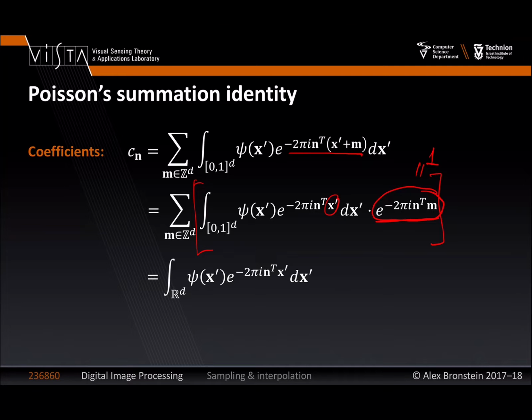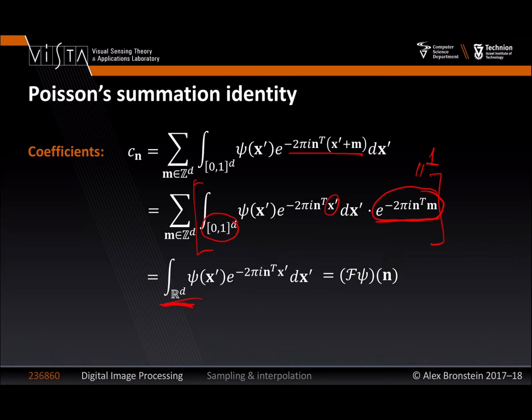And what I'm left with is this sum over m of non-overlapping integrals, right? So basically, I'm tiling my space with these integrals on [0, 1] to the power d, right? So basically, I'm integrating on the entire space R^d by splitting the integral into these small tiles and summing the results together. The tiles are non-overlapping, therefore I can write the sum of the integral in this way. Okay? So it's the integral over R^d, and this is nothing but the forward Fourier transform of psi evaluated at point n. This is my Fourier coefficient.